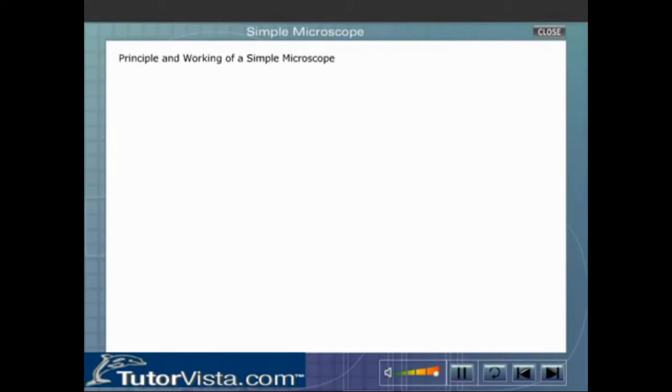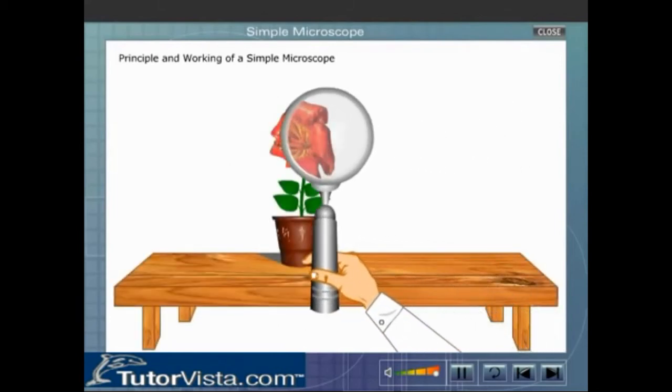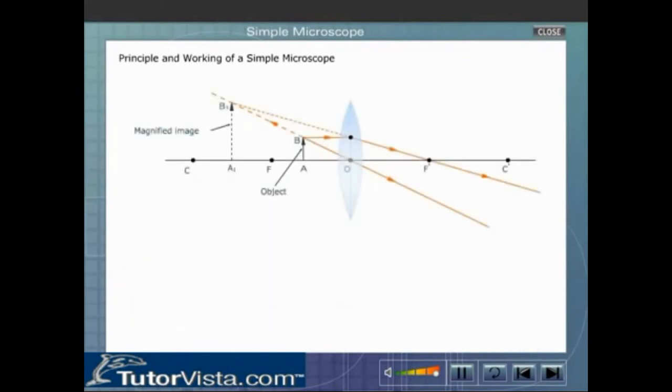Principle and working of a simple microscope. When an object is placed between the principal focus and the optical center of a convex lens, a virtual, erect and magnified image is formed. The ray diagram given here explains how an object looks enlarged when viewed through a biconvex lens. Observe that the object and the image are on the same side of the lens. The image is formed at the least distance of distinct vision from the eye, that is, approximately 25 centimeters.